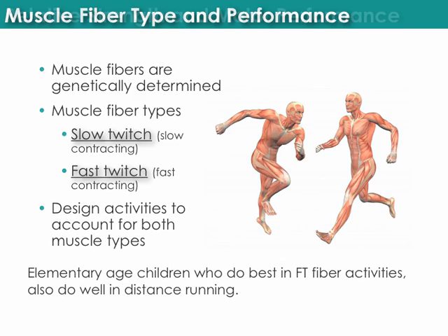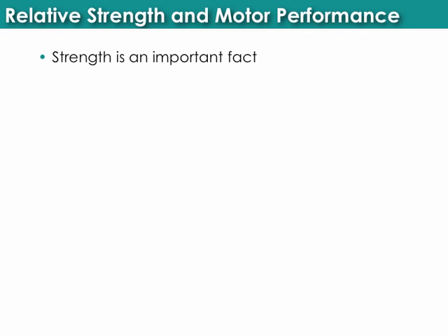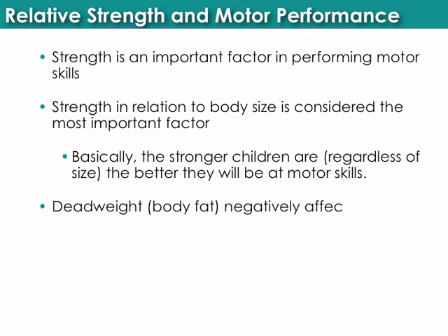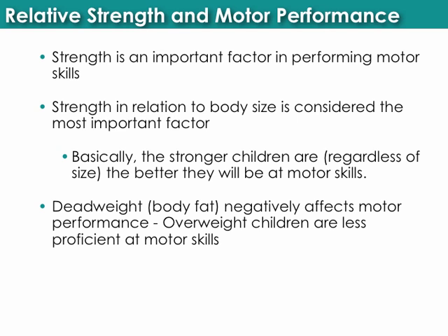Strength is also an important factor in the learning and performance of motor skills. Basically, the stronger children are, the better they will be at motor skills. So it's important to help students develop muscle strength. On the other hand, dead weight, or those students with a high BMI or with a predominance of body fat, will have difficulty in developing motor skills as well as difficulty in strength type activities. And with difficulty in learning new skills, there's also the difficulty in developing cardiovascular endurance.